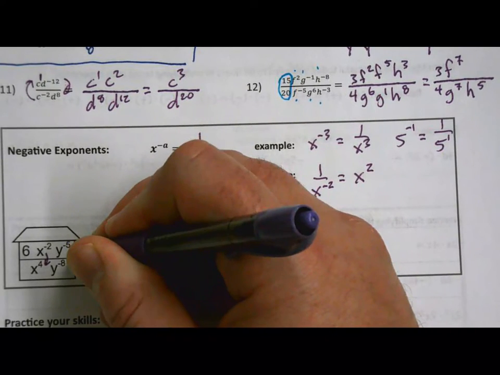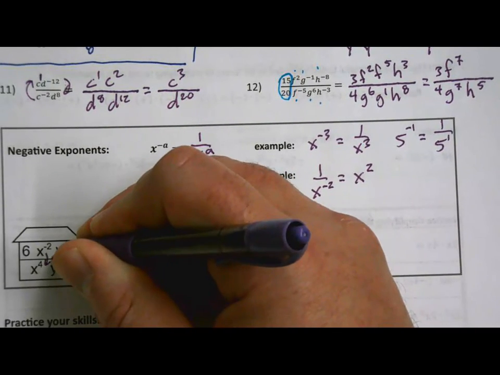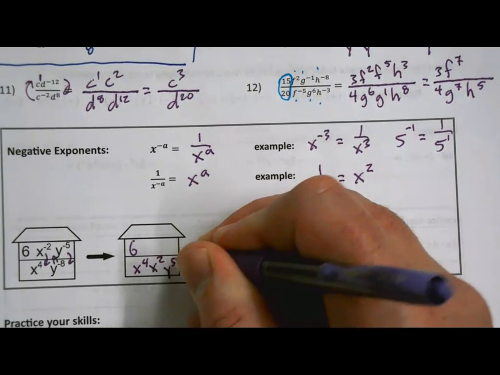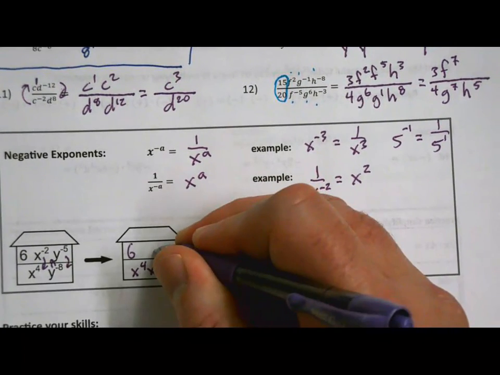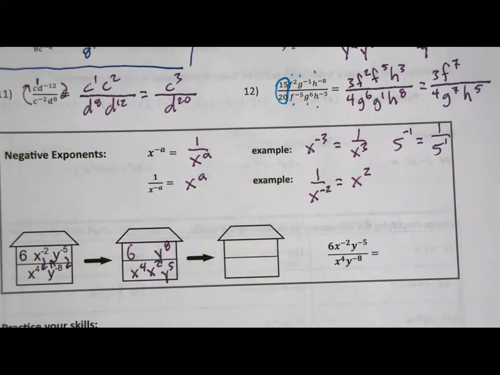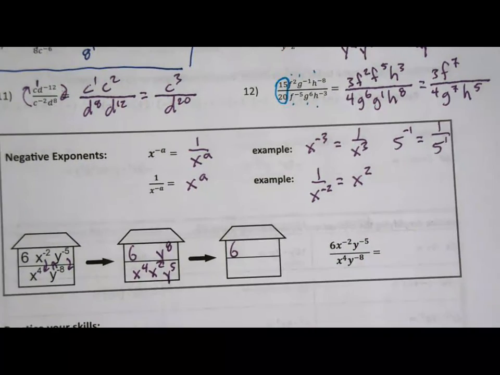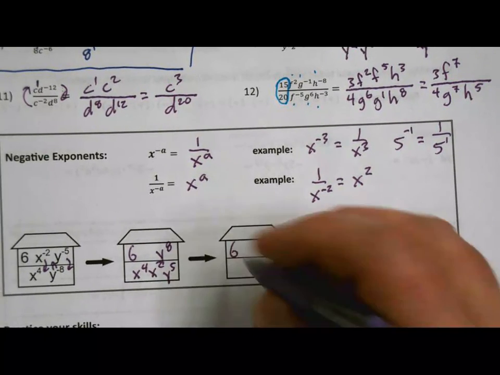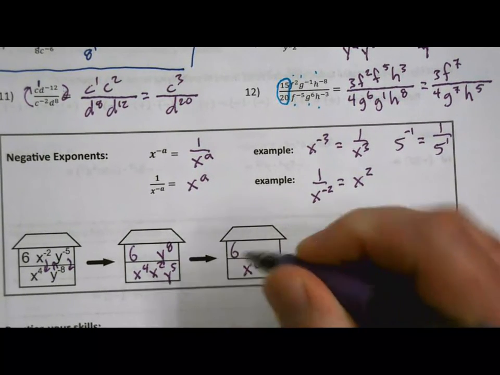Y to the 5th is going to move down. Y to the 8th is going to move up. So we're going to have an x to the 2nd down here. We'll have a y to the 5th down here. And we'll end up with a y to the 8th up here. And then we got some x's that we can combine together and some y's that we can cancel. Combining these together is going to give me x to the 6th.